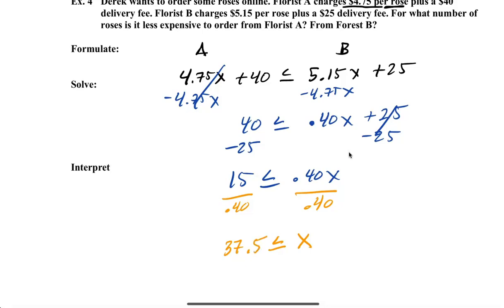That's what I should say. 37.5 is less than or equal to x. And now, again, just like before, notice how x is on the wrong side. I should put it the other way. x is greater than or equal to 37.5. So for flipping, you have to flip it. Now you can't buy 37.5 roses, so we have to round up. So 38 roses.